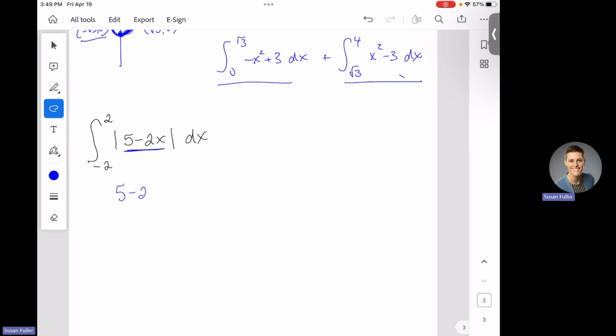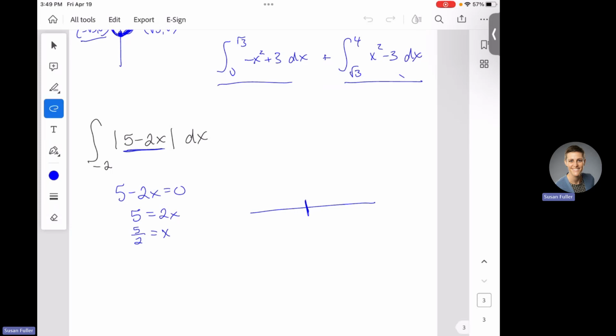So that's where 5 minus 2x equals 0. And so that's going to happen where 5 equals 2x, which means x is 5/2 or 2.5. Okay, so I know that I'm going to split this thing. Oh, that's 2.5. So sorry, this is what happens when I make these up off the top of my head.